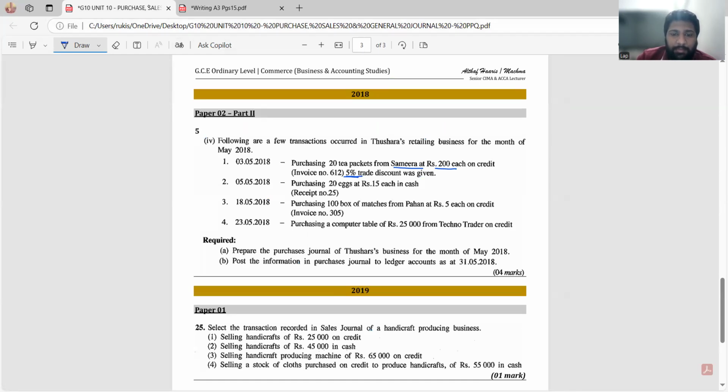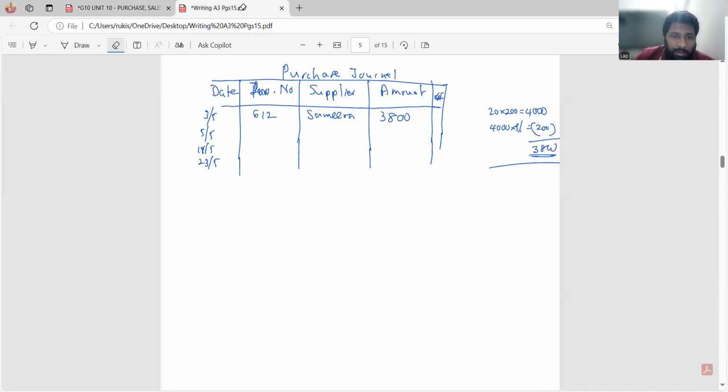Next. Purchasing 20x, each 15. So here they have given receipt number. And in cash. So cash purchases will go to the cash book. So I should cut that date. That one shouldn't count.